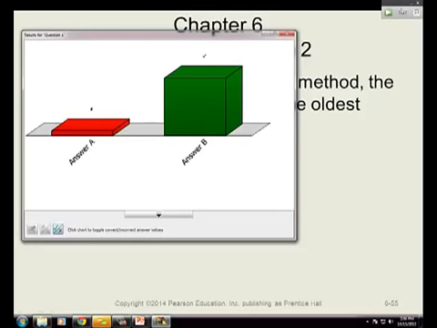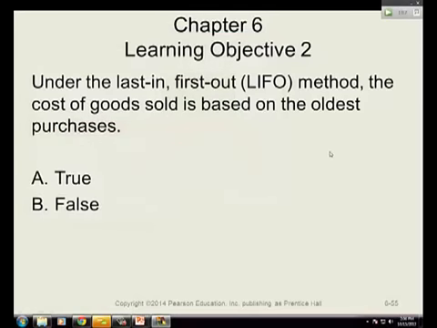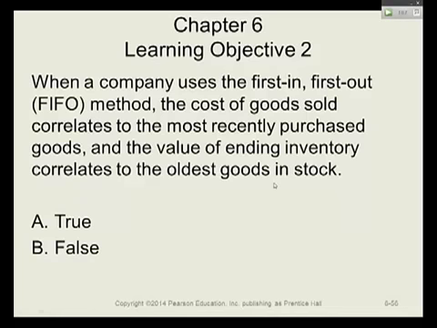All right, the next one I'm just going to give you. You should know that if it says FIFO, the cost of goods sold relates to the most recent, and the ending inventory is the oldest. Well, if the first one in is the first one out, it's got to be the oldest. So cost of goods sold under FIFO is the oldest. Ending inventory is the newest cost. First in, first out. The old ones are gone.